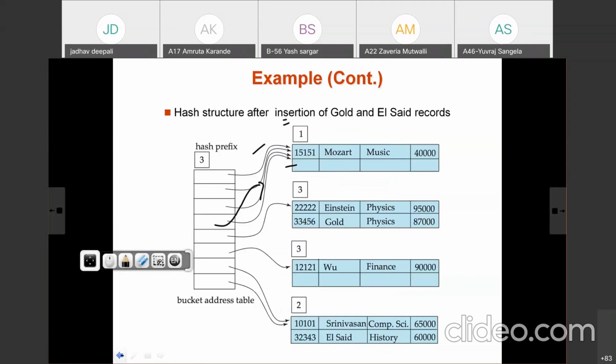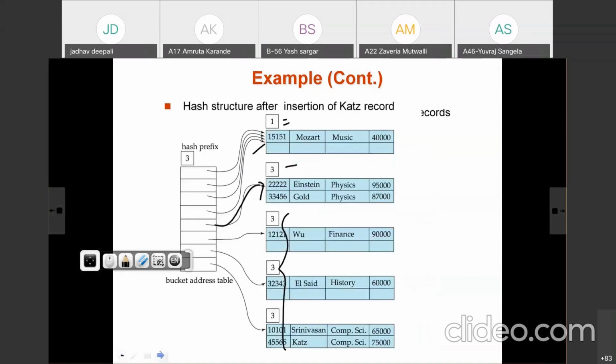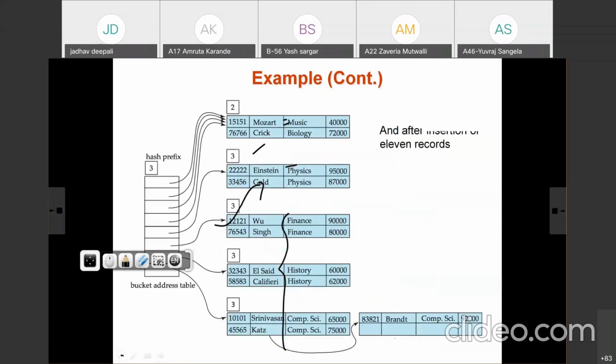Here you can observe that there are 3 buckets. As per requirement, a new bucket is inserted here. Now there are 4 buckets. Then accordingly, this is the next.